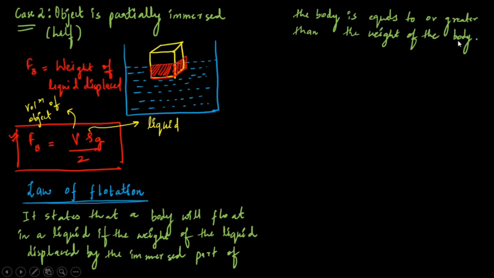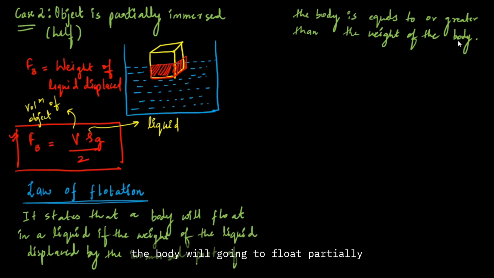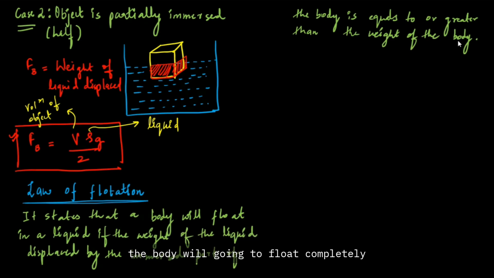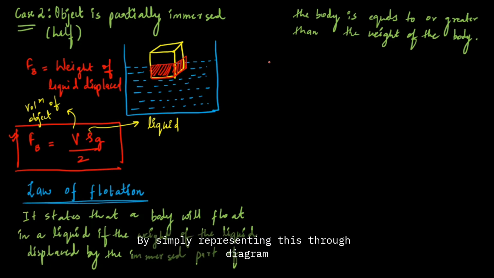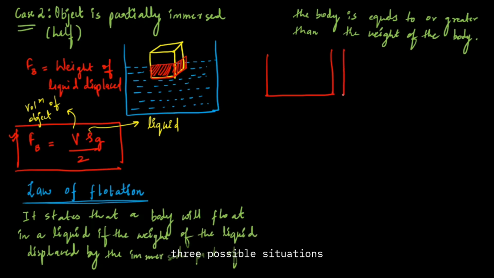What does it mean? It simply means if the weight of the body is greater than the buoyant force acting on the body, then the body is going to sink. Whereas if the weight of the body and the buoyant force acting on the body are the same, the body will float partially, half immersed in the liquid and half outside the liquid. Whereas if the buoyant force is more than the weight of the body, the body will float completely. How can we show this? By representing it through a diagram. So let me take three diagrams to explain three possible situations.